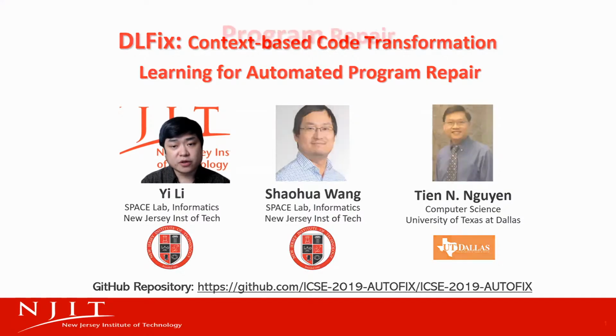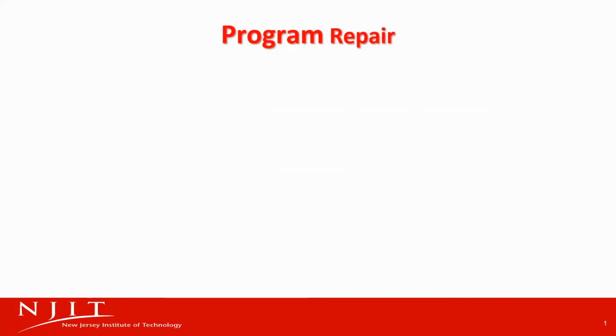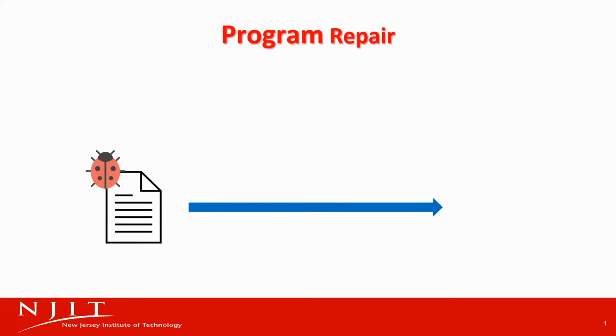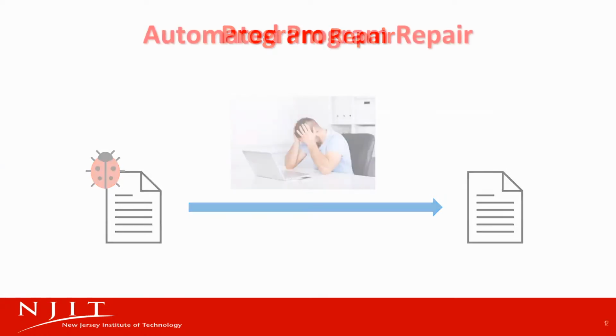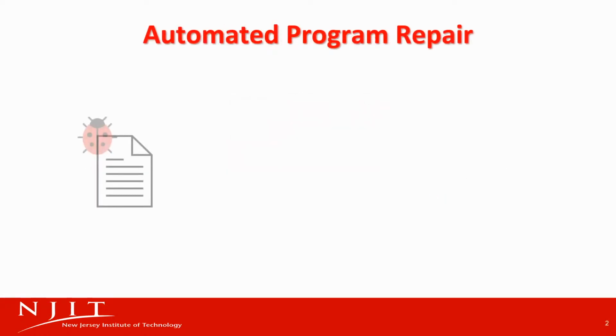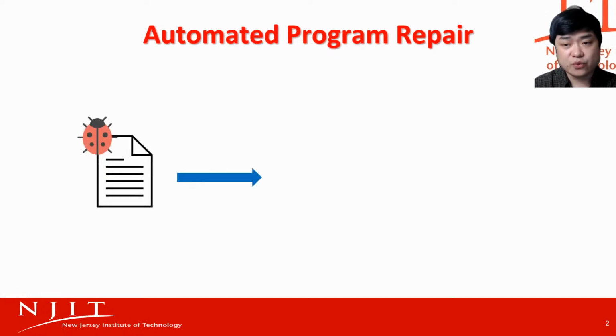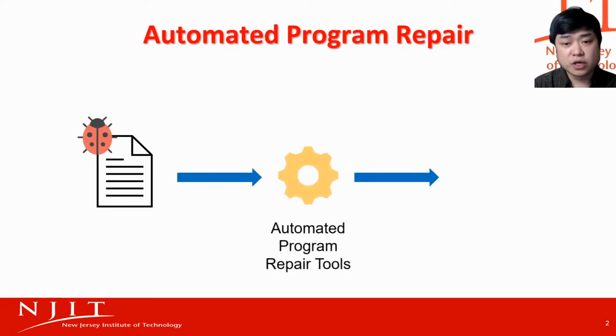During the development of software, program repair can be a very time-consuming process, and developers spend a lot of effort on it. To help reduce the workload of fixing bugs, many researchers focus on designing automated program repair, which we call APR tools, to assist developers in doing the fixing.